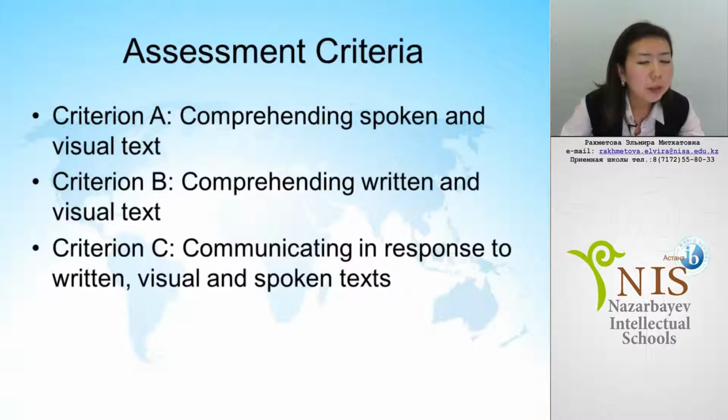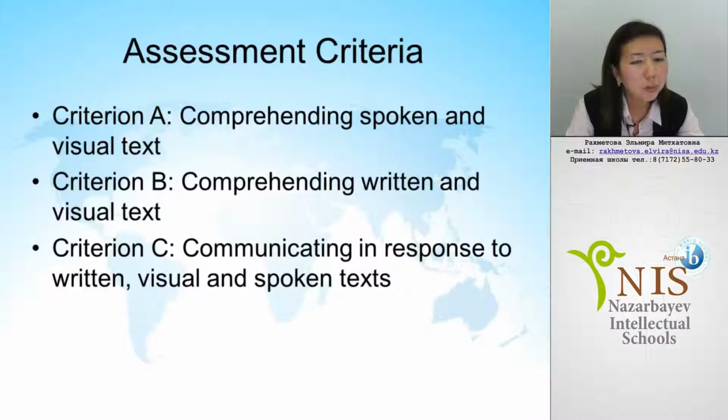In order to develop the exact skills, we should know what kind of final product we will have at the end of the unit. At the end of the unit, students will have a Harkness discussion. I will tell about that later. They will be assessed by 3 criteria: A, B, C. Criterion A is comprehending spoken and visual text. This is according to the videos that we are going to take for today's lesson. Criterion B is comprehending written and visual text.